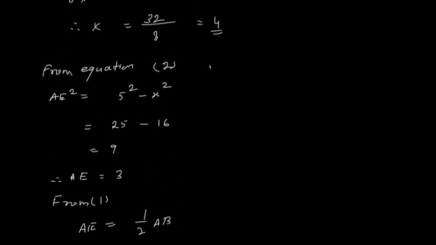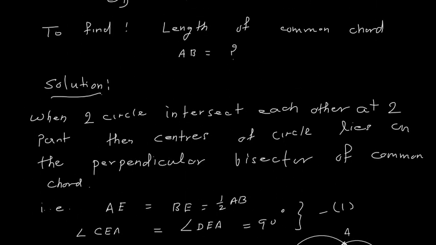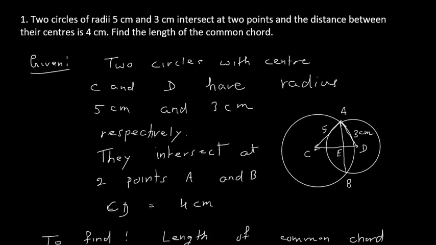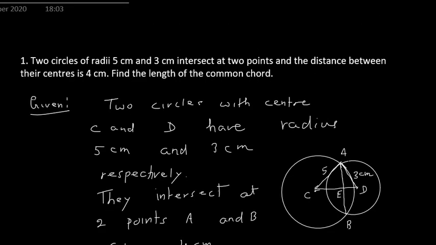Here we had to find the value of AB, and AB is 6. So in this exercise, I believe the problems will be lengthy, but they are not difficult. You have to use the concepts which you have seen so far. If we apply those concepts, we can solve the problems.